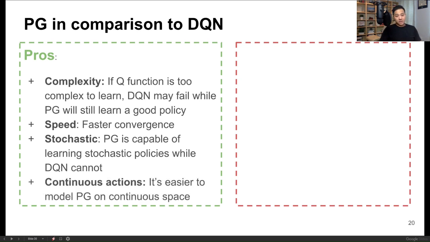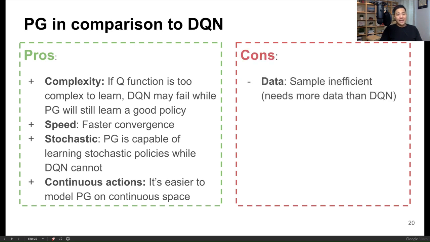And finally, it supports continuous action, right? To model policy gradient on the continuous space. Well, what are the other cons then? The cons are, it's sample inefficient, which means that it needs a lot more data than DQN to train, just because it needs a series of actions, and there is a lot of back and forth between higher and lower probability of those actions.